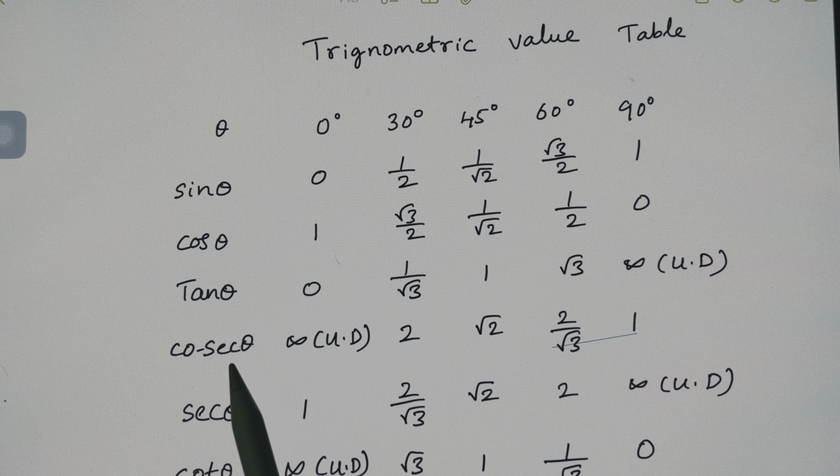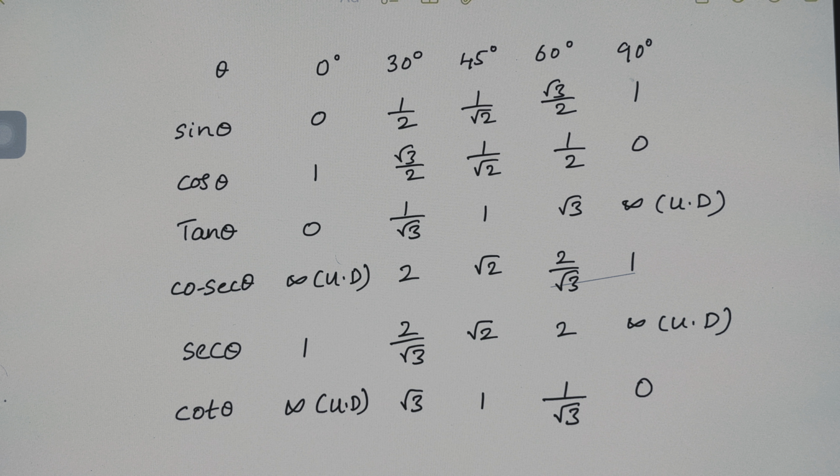Next, cosecant theta. Cosecant 0 is infinity or undefined. Cosecant 30 is 2, cosecant 45 is root 2, cosecant 60 is 2 by root 3, cosecant 90 is 1. Secant 0 is 1, secant 30 is 2 by root 3, secant 45 is root 2, secant 60 is 2, secant 90 is infinity or undefined.